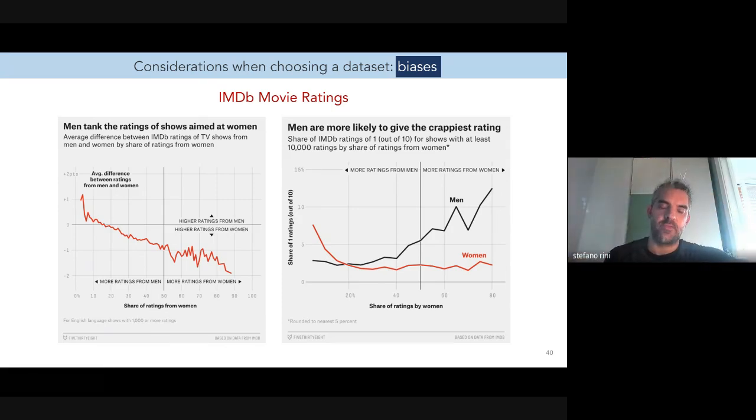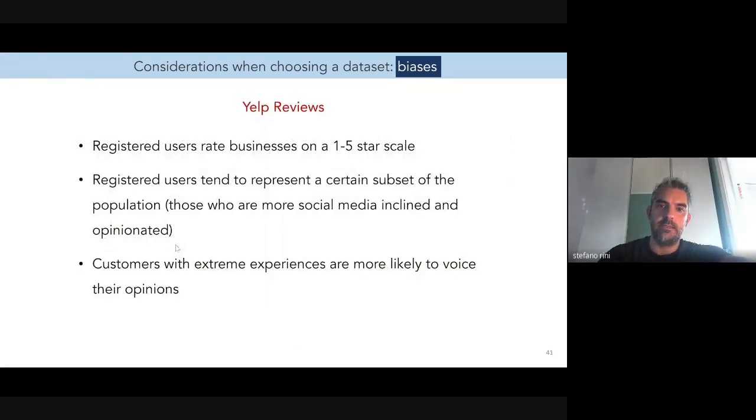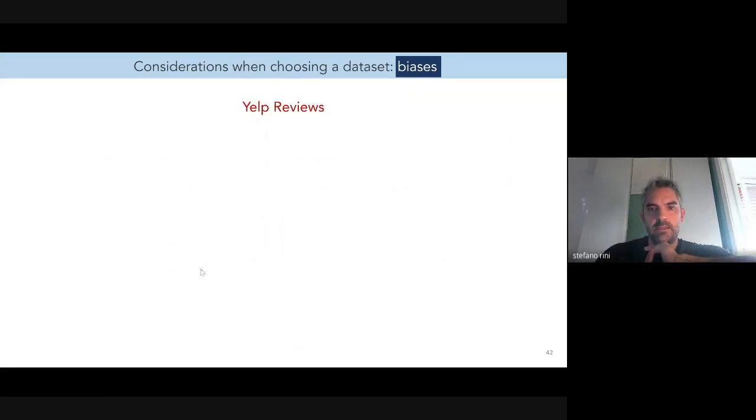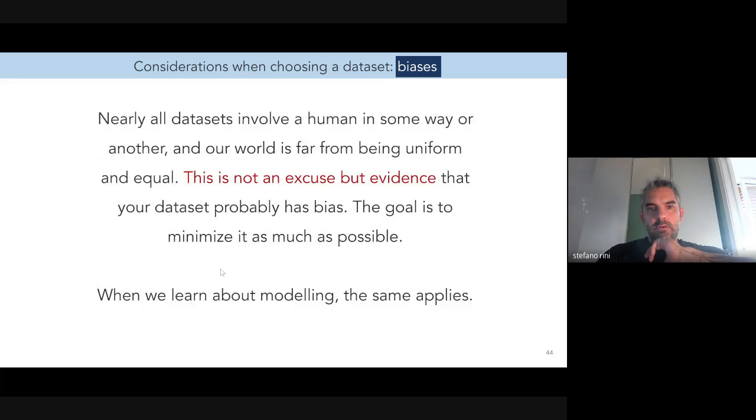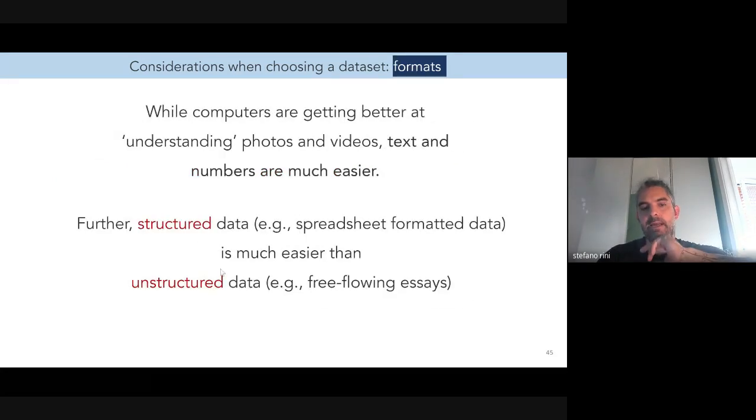You see that whether you are a male or a female determines the ranking of the movies, and introduces a bias in the ranking of the movies. And then there is the average difference between the ranking a guy gave to a movie targeted to females and vice versa. So very interesting data in the movies. Then there is an example for Yelp. We will not go through this. So this is evidence that bias exists.